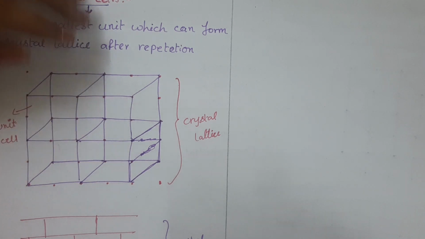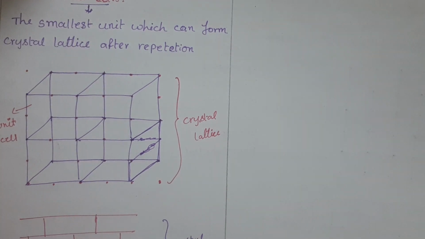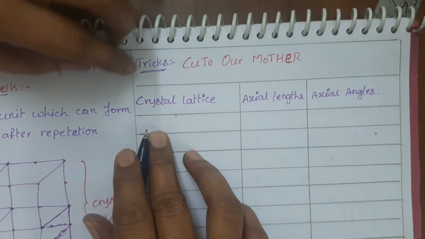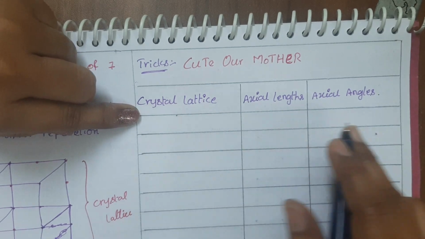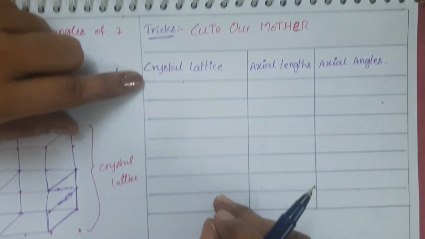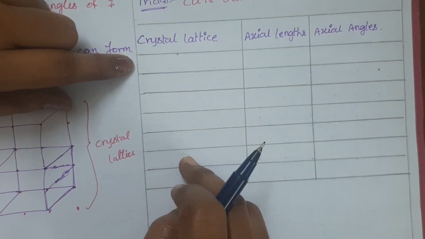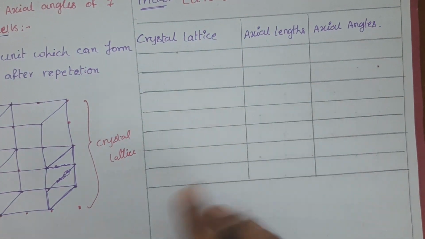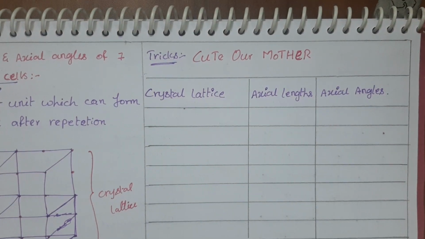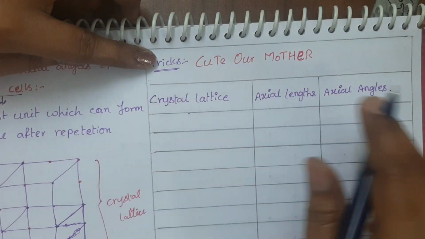Now let us see the tricks to memorize the axial lengths and also axial angles of 7 primitive unit cells. So, to write the crystal lattices, axial lengths and axial angles, I am going to give the trick as CUTE OUR MOTHER. So cute our mother.